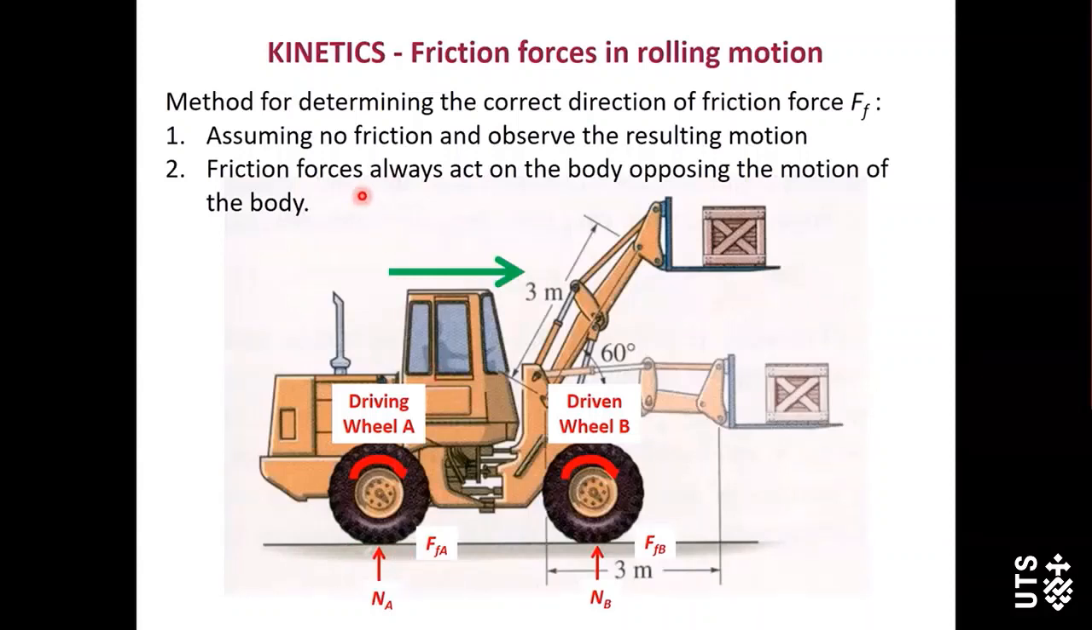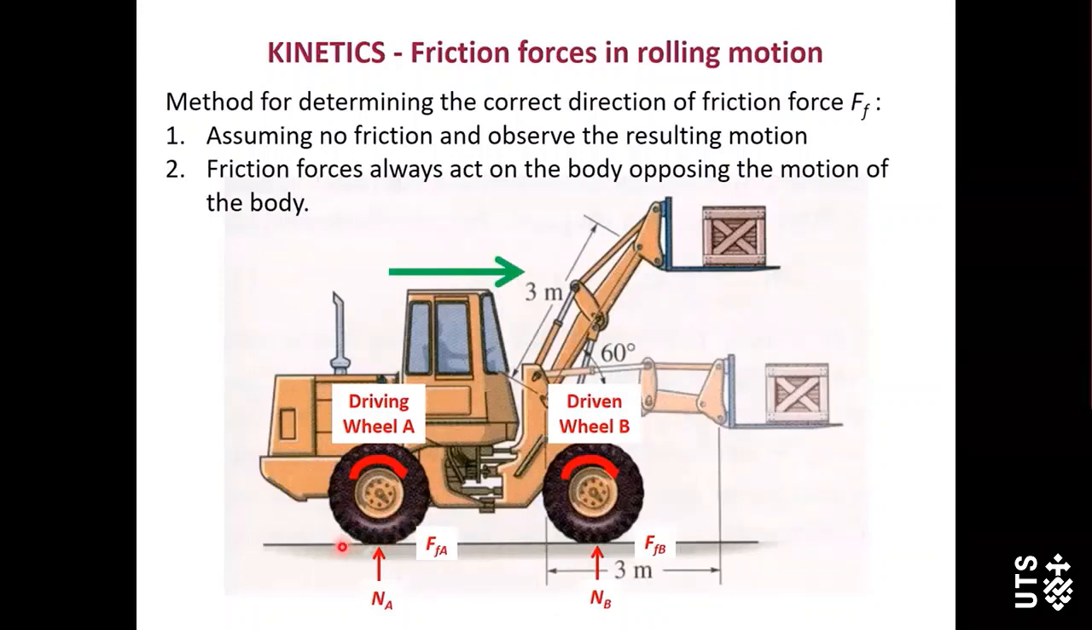The method here has two steps. Firstly, we assume no friction between this wheel and the contact surface, and then observe the resulting motion. In the second step, we can determine the friction force must act on the body opposing the motion of the body. So what does this mean? Let's have a look at this wheel A.